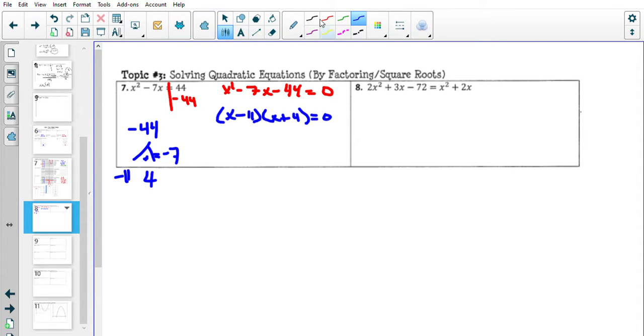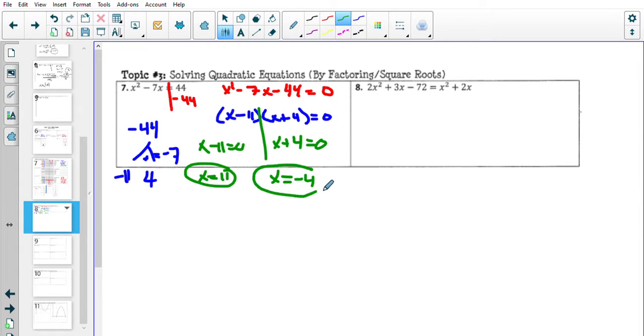And from there, we can set each one equal to 0 by splitting them up. So we get x minus 11 equals 0, and x plus 4 is equal to 0, and we get just the opposite. We get x is equal to positive 11, and x is equal to negative 4. Okay, but again, you don't have to go through and do factoring in order to do this. You can actually go through and do the quadratic formula, and that's what I'm going to go through next.